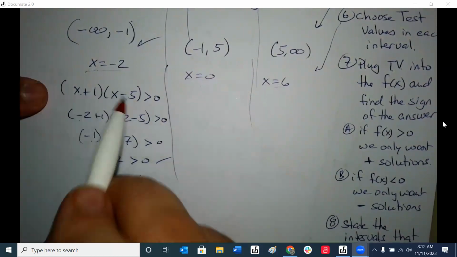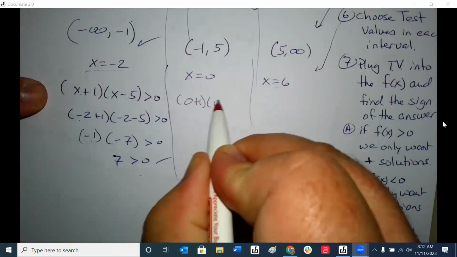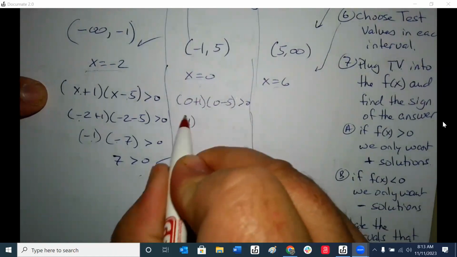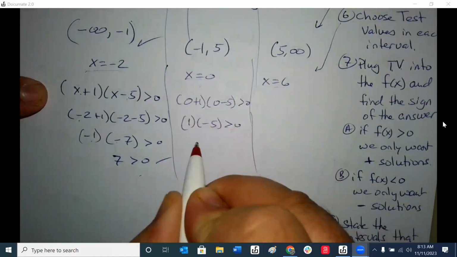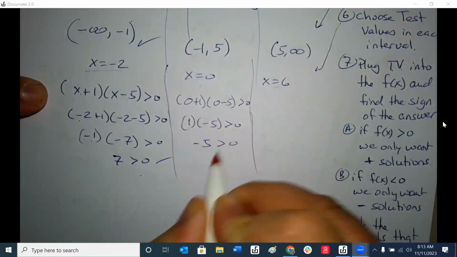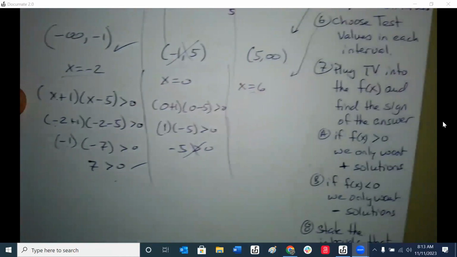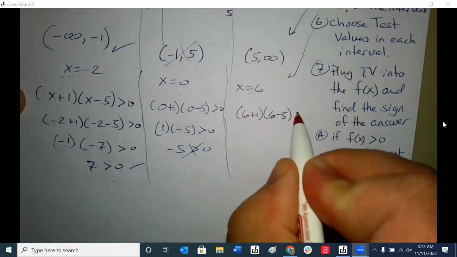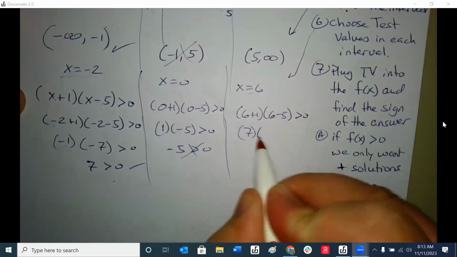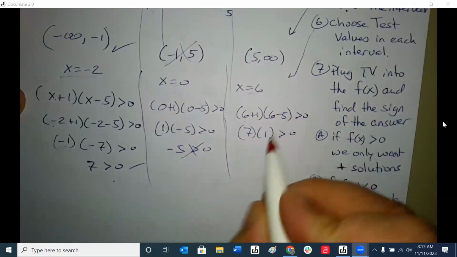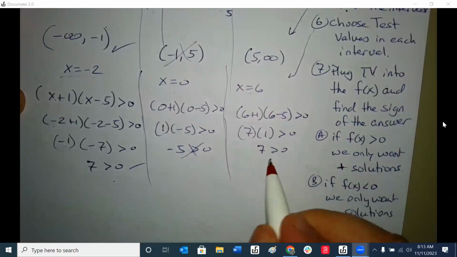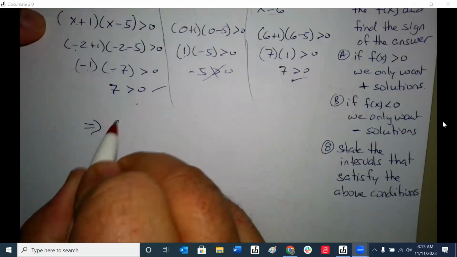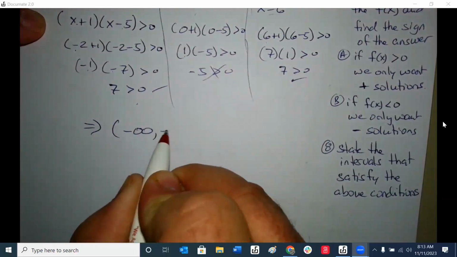Do the same thing here with these x values. So I have 0 plus 1, 0 minus 5. Is that greater than 0? So it's 1 times -5, which is -5, and that's not true, so I can't use that interval. 6 plus 1, 6 minus 5. 6 minus 5 is 1. So my answer consists of these two intervals.